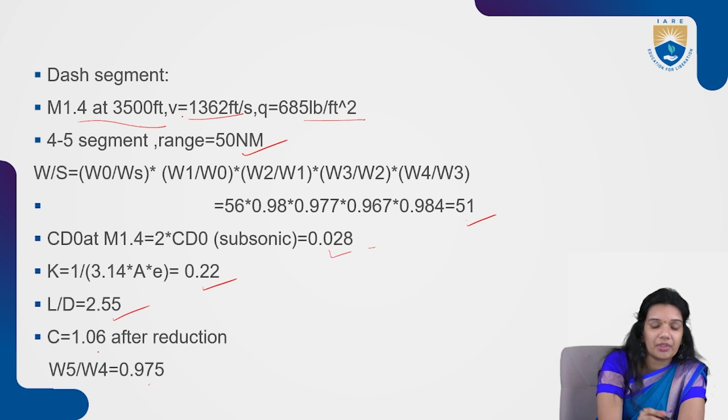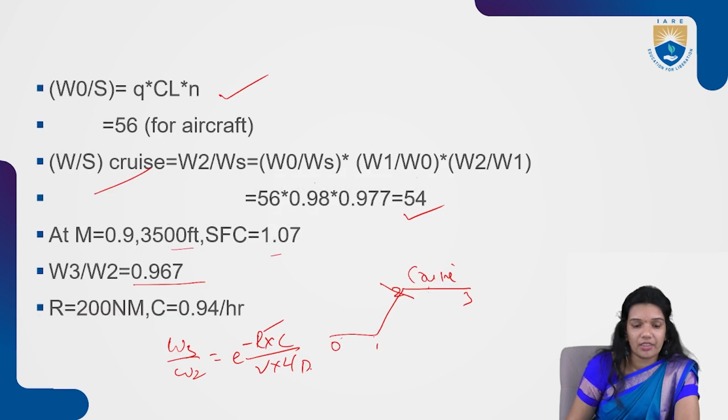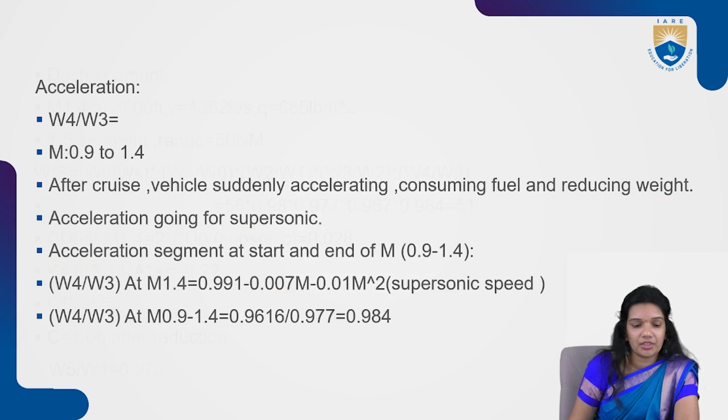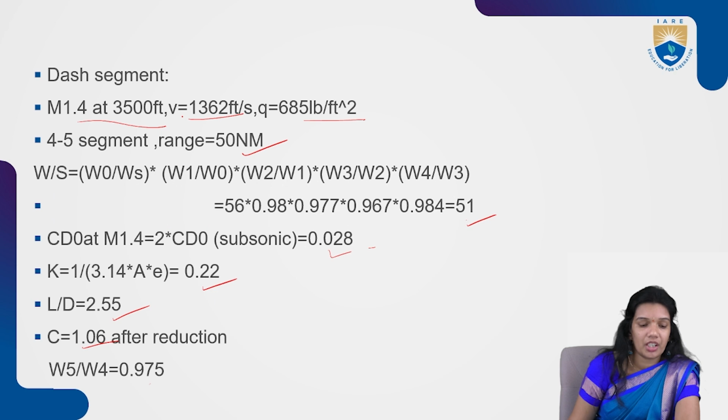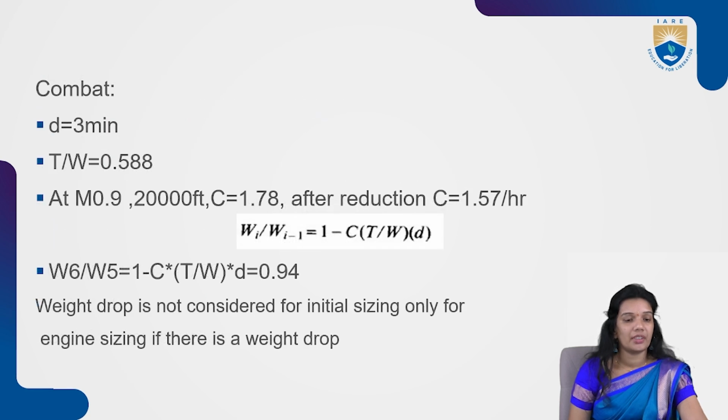So specific fuel consumption after all reductions, it was 1.06 previously. It is, I think, 1.07. Yeah, 1.07. So now reduction 20%, so we come down to 1.06. Then we calculate the Breguet equation for the 5 to 4 segment. It is going to be 0.975, right? Then the next segment is combat.